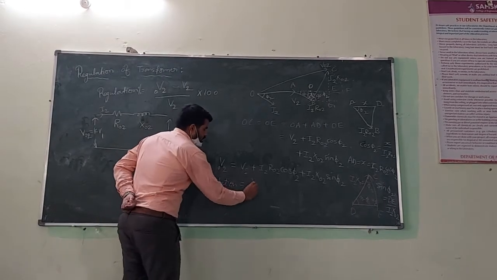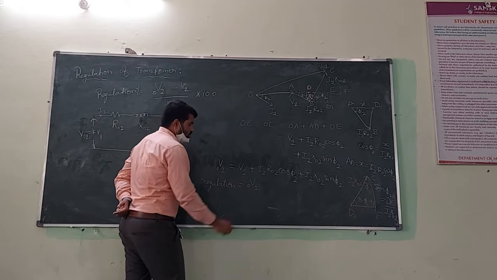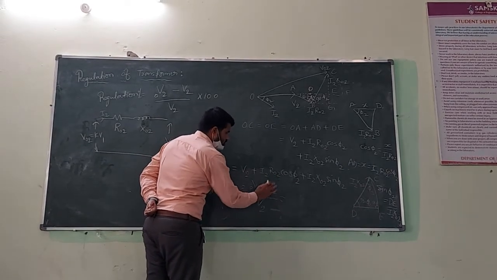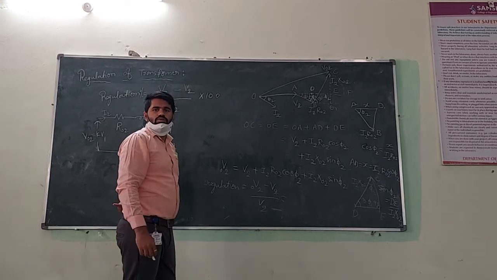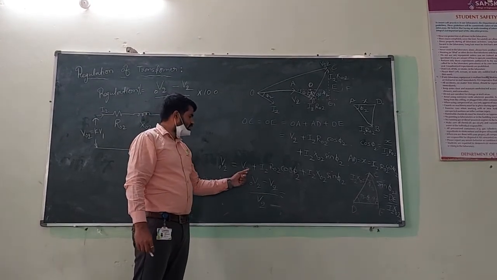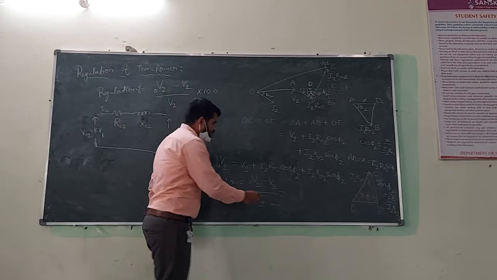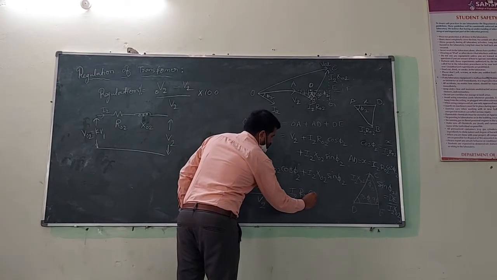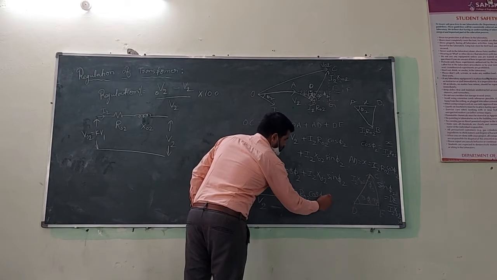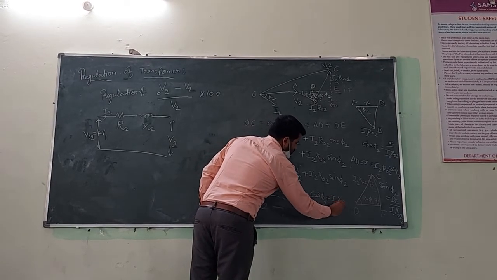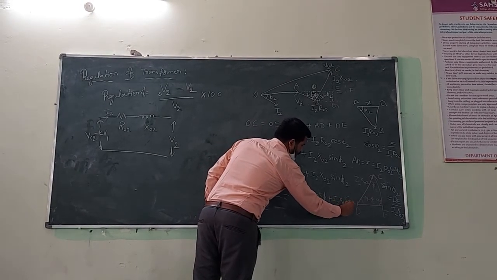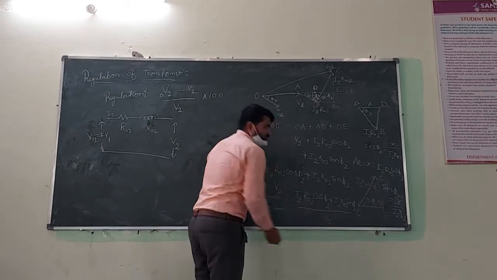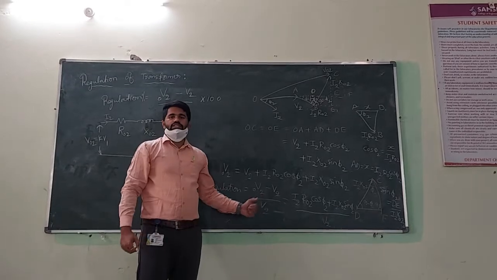Tell me (V02 minus V2) by V2. Can you substitute this value here? This V2 will get cancelled out. Finally, you will get (I2 R02 cos phi 2 plus I2 X02 sin phi 2) by V2. It is the voltage regulation.